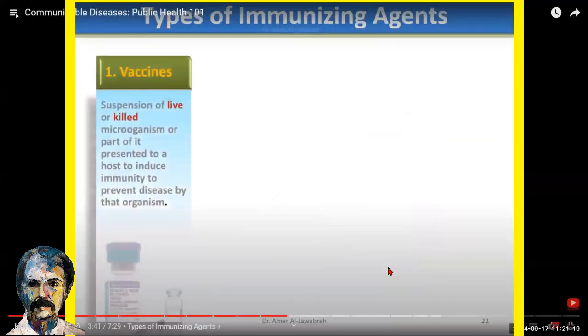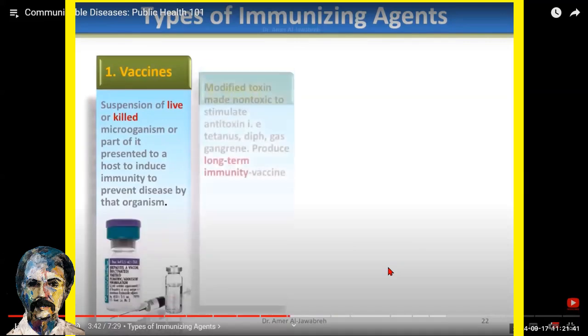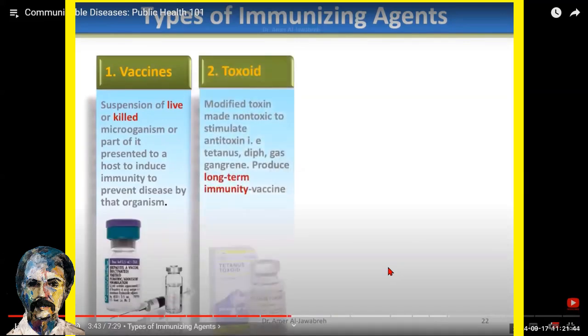First, immunizing agent, vaccines, either live or killed. But live doesn't mean it's the wild type. You know what the wild type is? The original. No, it's weakened. Okay. So a suspension of live or killed microorganisms, and usually it induces antibody production. Then we have toxoid. Usually if you expose the toxin to chemicals or heat, what happens to the toxin? It becomes weak or almost zero effective. Okay. Examples: tetanus, diphtheria, gas gangrene, which is caused by Clostridium perfringens, and they produce long-term immunity.